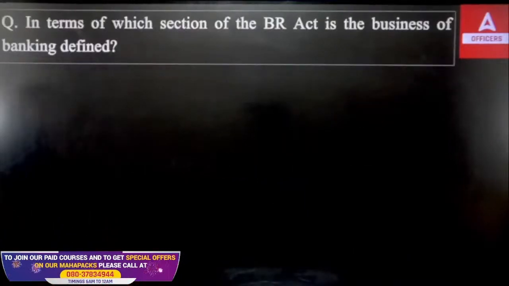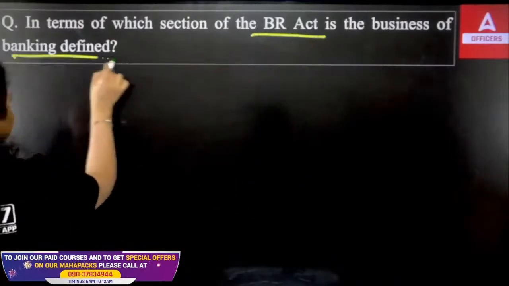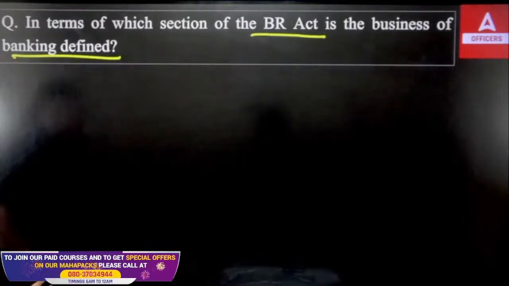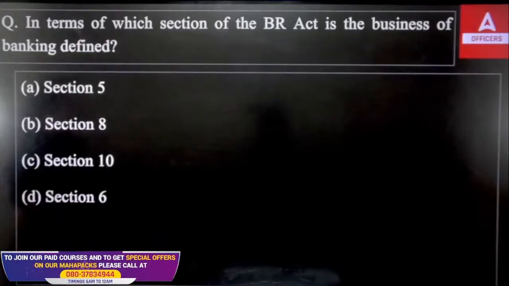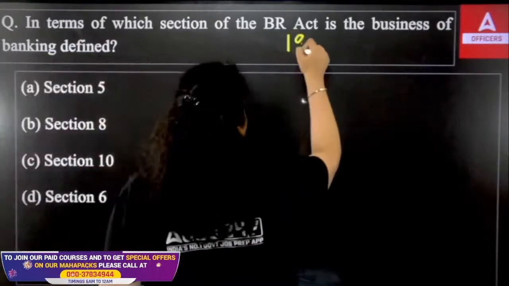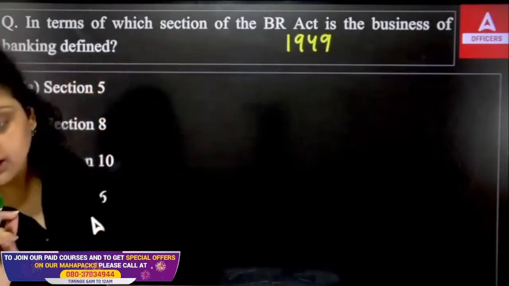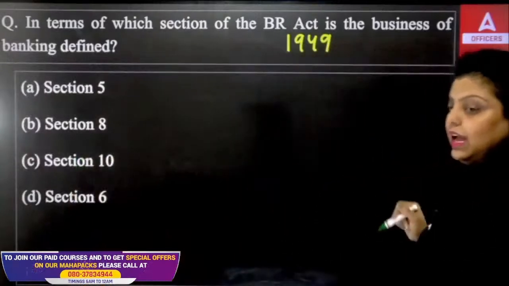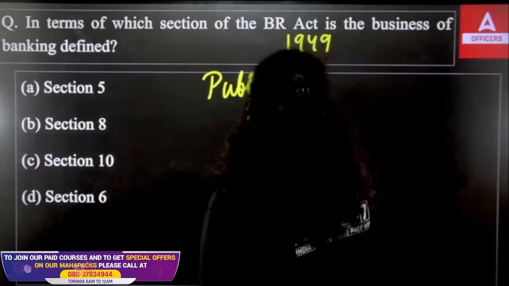Now, in terms of which section of the Banking Regulation Act is the business of banking defined? In which section is the business of banking defined? The sections in front of you are 5, 8, 10 or 6. The Banking Regulation Act was introduced in the year 1949. Now, what is actually the business of banking? Let me know which option is correct, and I will let you know what the business of banking is. The business of banking is accepting deposits from the public.